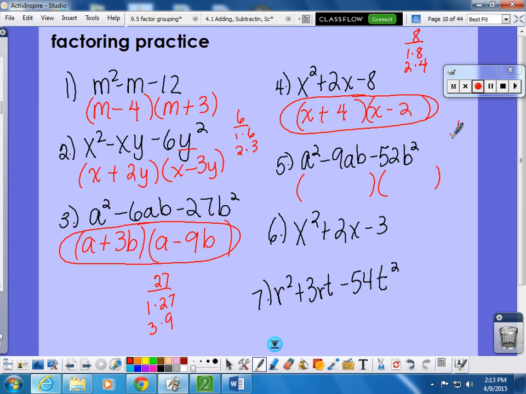Now when you get to 52, you got 1 and 52, 2 and 26, 3 and 14. Is that it? 4 and 13. Yes. So negative 14b and positive 3b. But here's the deal. I mean, until you make your list, you probably wouldn't. You might not think of 3 and 14.